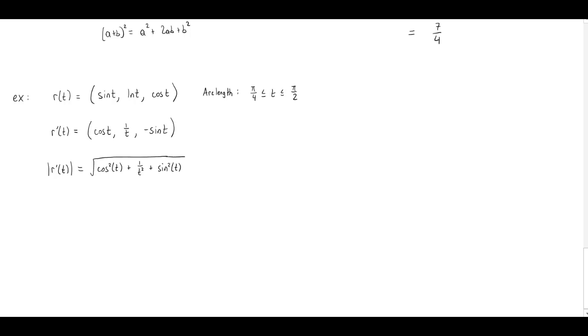And do you guys see any simplification that we can make? All right, what can we do? Yeah, okay. Remember that cosine squared plus sine squared is equal to 1. This is 1 plus 1 over t squared. Okay?